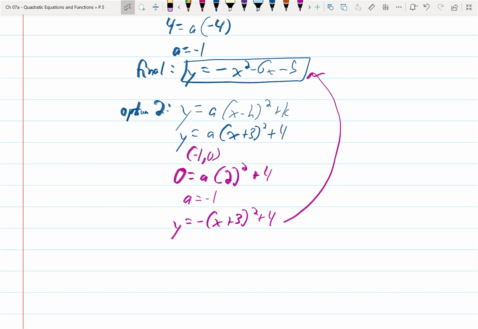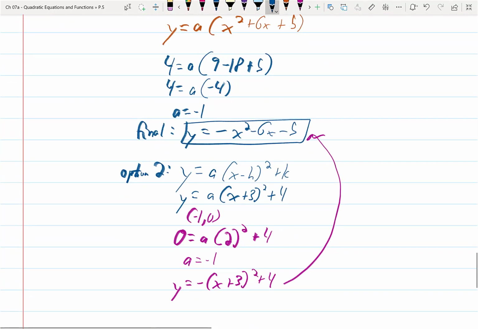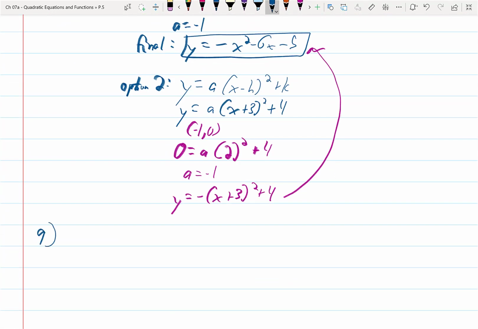Okay, final one. I'm going to leave this to you guys. And after all that, you can finally solve a problem that existed only in your head the entire time. The minimum value is negative 25. The x-intercepts are negative 2 and 3. What's the point of that?